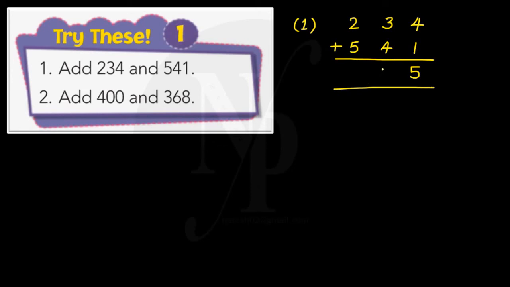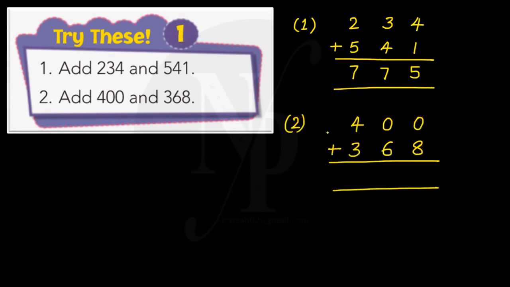Write 7 here. And 2 plus 5 is also 7. So the sum of the given two numbers is 775. There are 7 hundreds, 7 tens and 5 ones in this number.